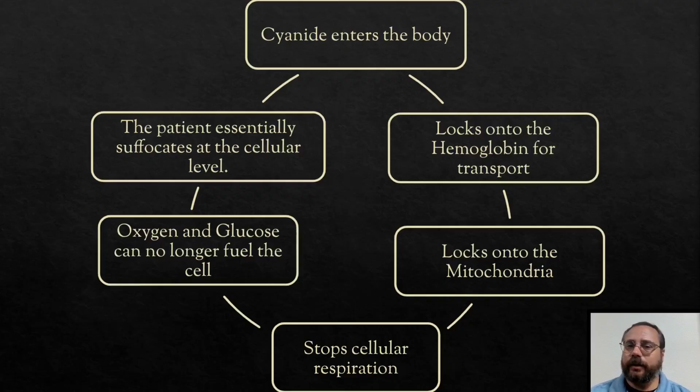This is my little diagram of how cyanide kills. And we're going to go into each and every one of these little spots and talk about each individual process. So first off, cyanide enters the body. It locks onto the hemoglobin for transport, then locks onto the mitochondria, stops cellular respiration. Oxygen and glucose can no longer fuel the cell. The patient essentially suffocates at the cellular level. And again, we're going to go into this and look at each level as we proceed forward.